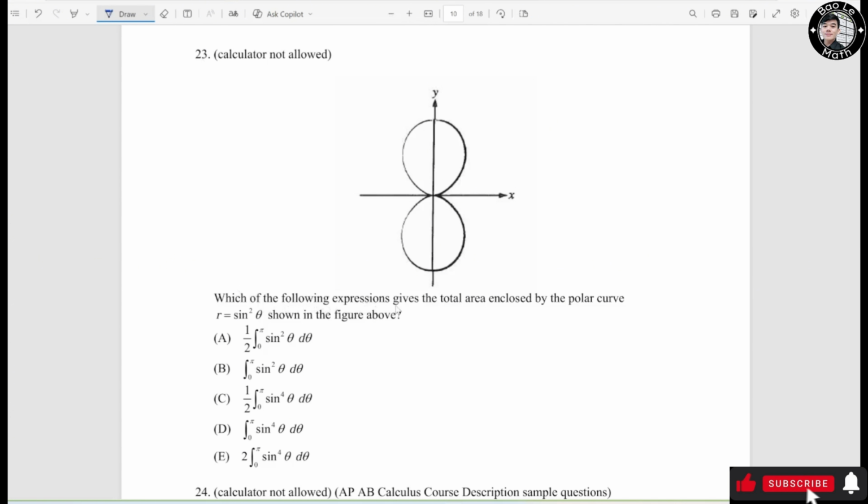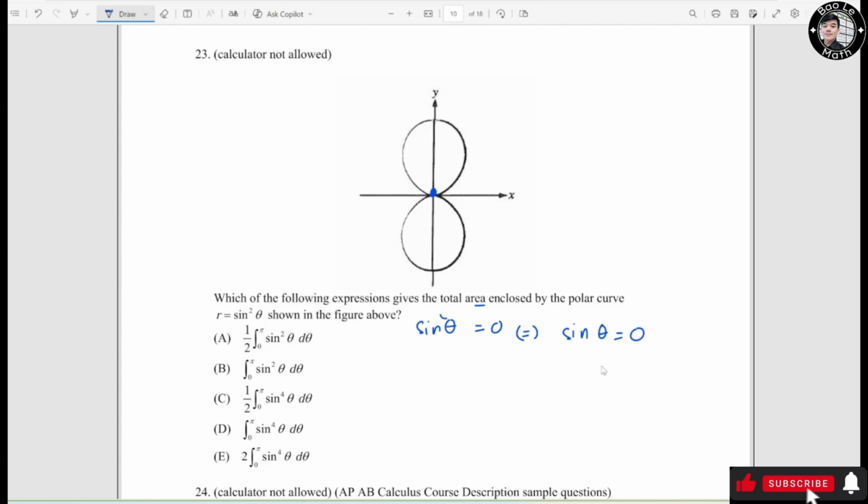Which of the following expressions gives the total area enclosed by the polar curve r equals sine squared theta shown in the figure above? When the polar curve is at the origin, the radius equals 0. So we have sine squared theta equals 0, which is the same thing as sine theta equals 0, and theta equals 0 and pi. The area is 1/2 times the integral from 0 to pi of (sine squared theta) all squared d theta.